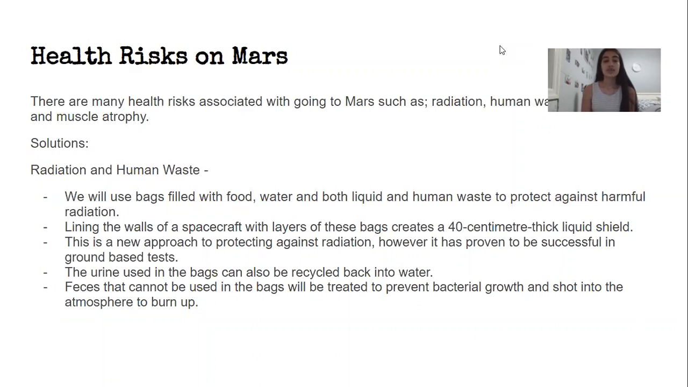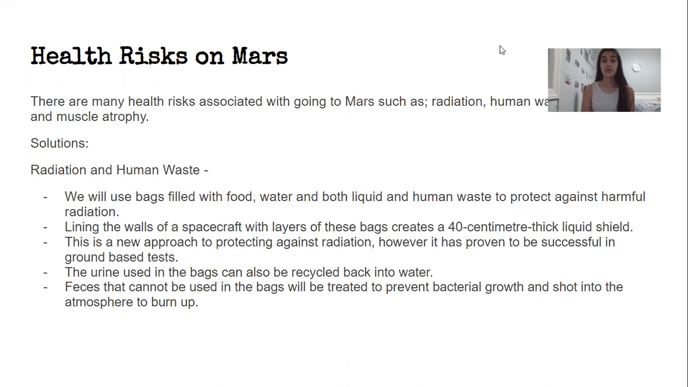Some of the solutions we've come up with for radiation and human waste are, the solution to the intense radiation on Mars lies within our own waste. We will be using bags filled with food, water, and both liquid and solid human waste to protect against harmful radiation. Lining the walls of a spacecraft or our dome with layers of these bags creates a 40-centimeter thick liquid shield. All of the bags will initially be filled with drinking water.